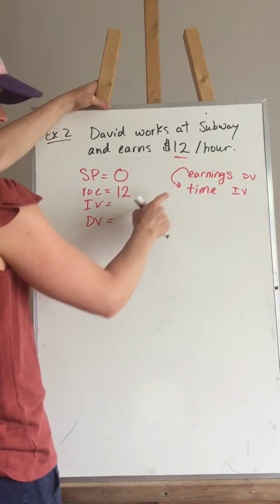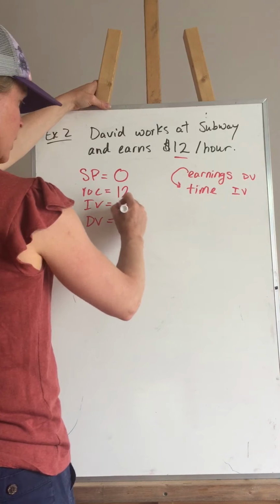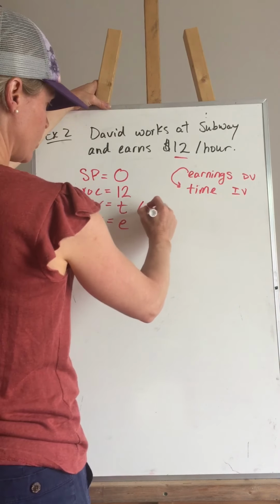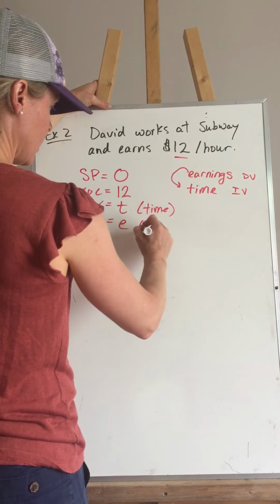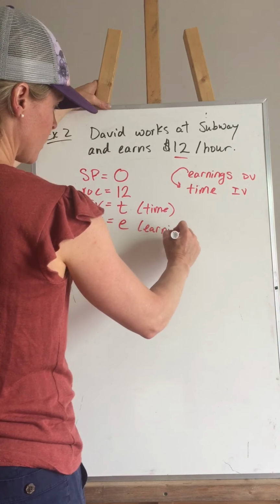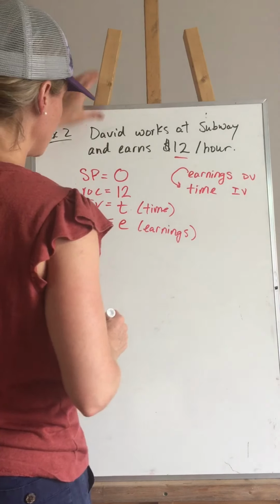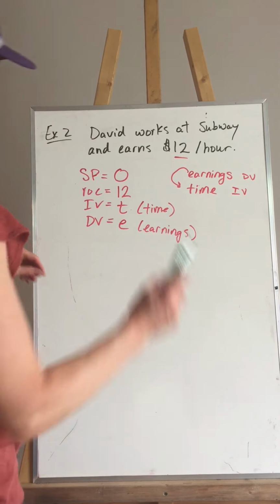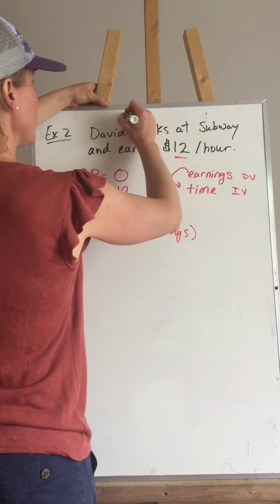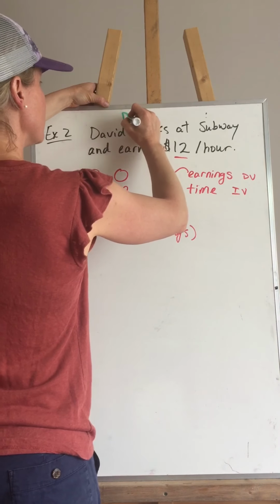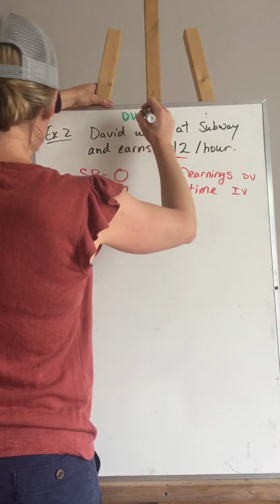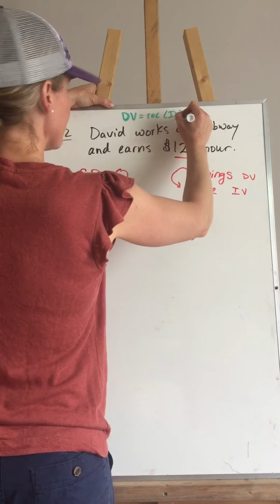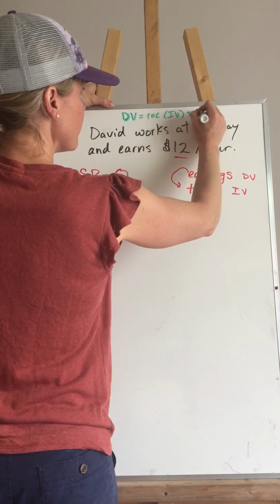So I choose a letter. For my independent variable, I'll use a T, and for my dependent variable, I will use an E. And I'll just put in brackets, this is time, and this is earnings. Now that I have all those four things, I can put my equation together. So you would, of course, have this on your sheet. And any quiz that I would give you with this, you would be given this equation to work from.